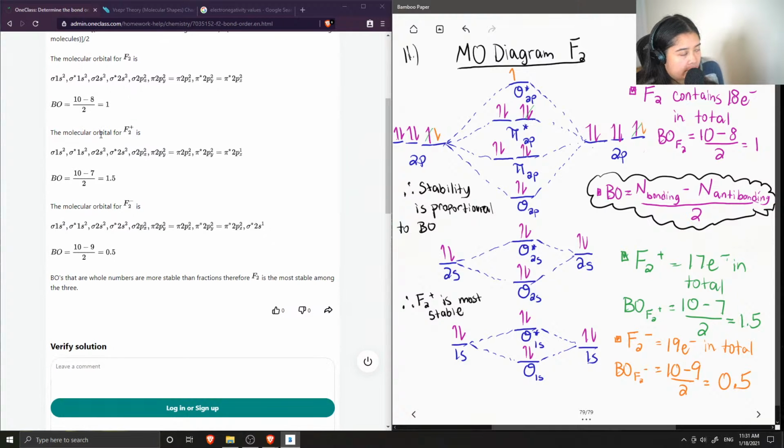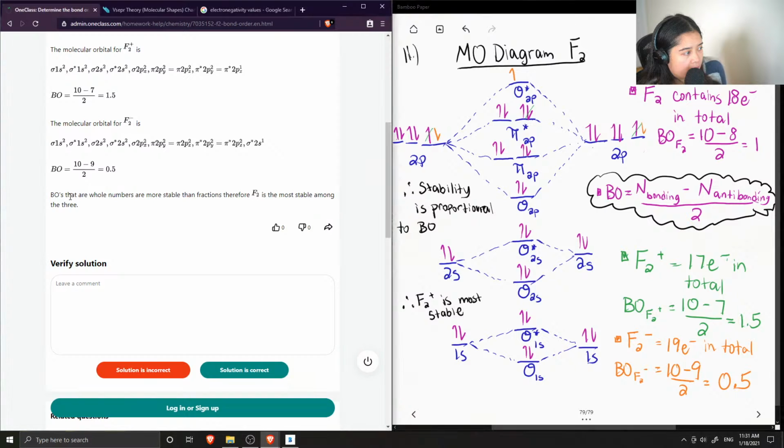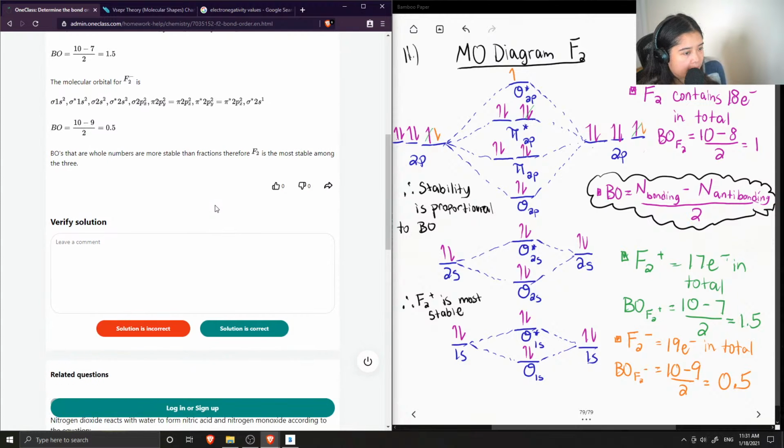Bond order is equal to 1. For F2 plus, you can see that 1 electron was removed, and they got a bond order of 1.5. And when you gained an electron, there's now an electron in the sigma star 2s orbital, and its bond order was 0.5. So bond orders that are whole numbers are more stable than fractions. Therefore, F2 is the most stable among the three.